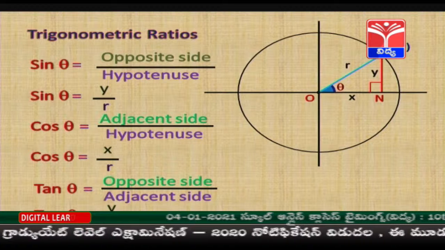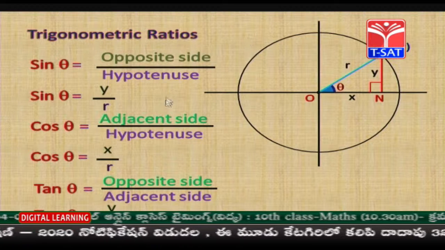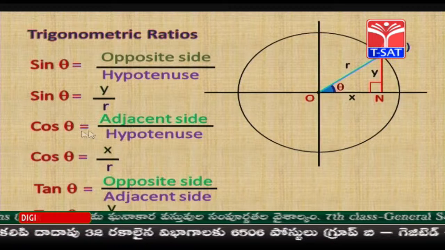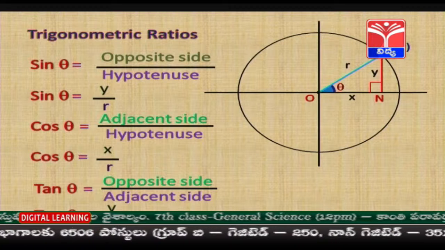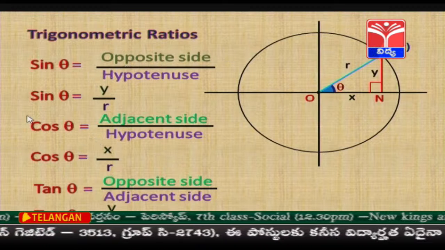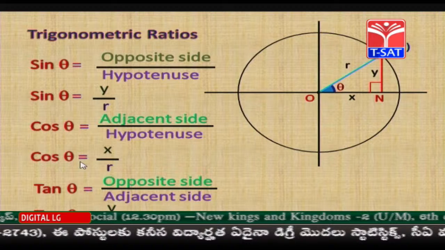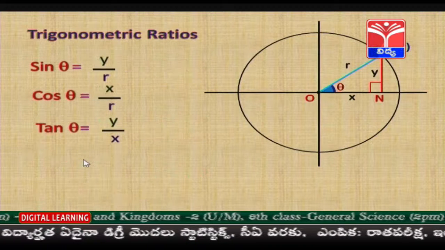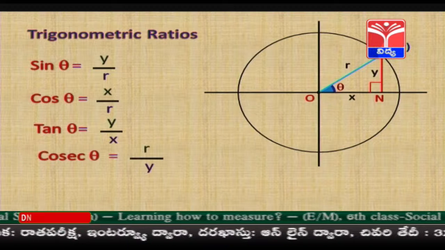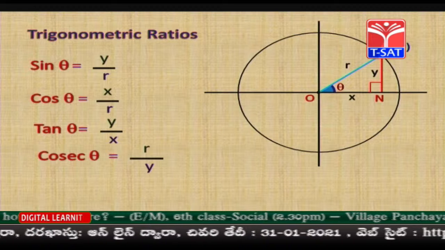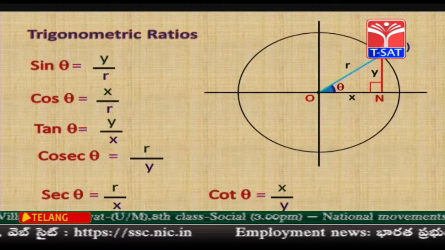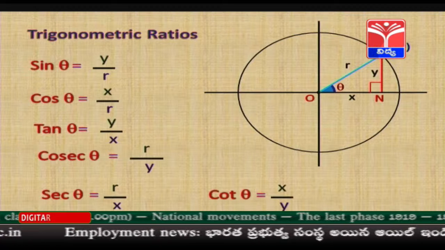So, we have observed that sin theta is derived as y by r from this particular triangle, cos theta is x by r, and tan theta is y by x. That is based on the ratio conditions for sin, cos and tan. Now, we have the other ratios. Cosec theta is equal to hypotenuse by opposite, that is r by y, sec theta is hypotenuse by adjacent, r by x, and cot theta is adjacent by opposite side, that is x by y.